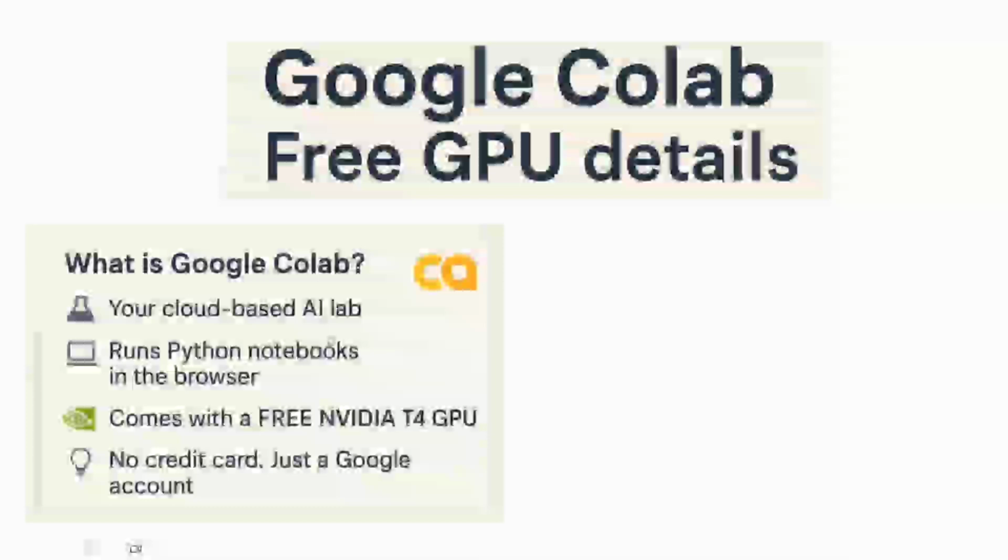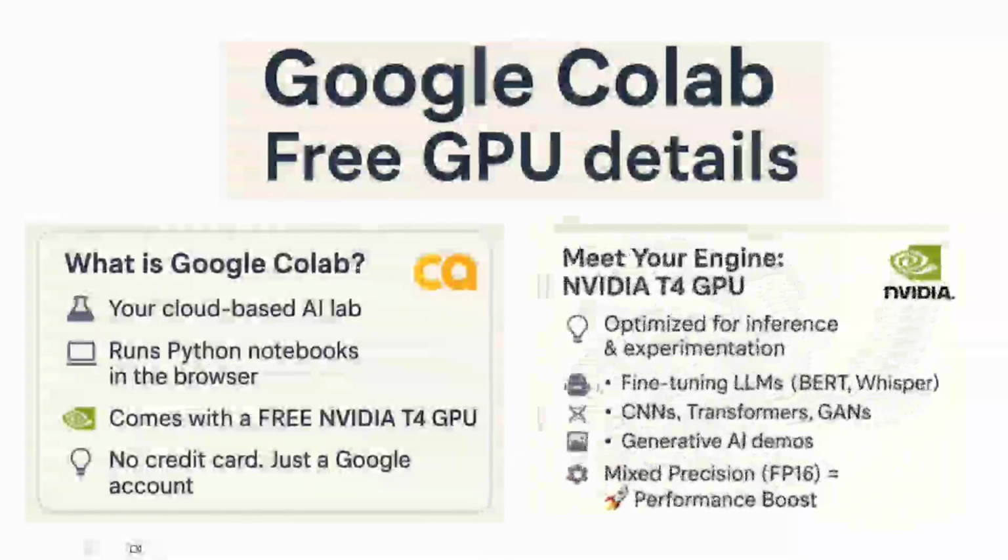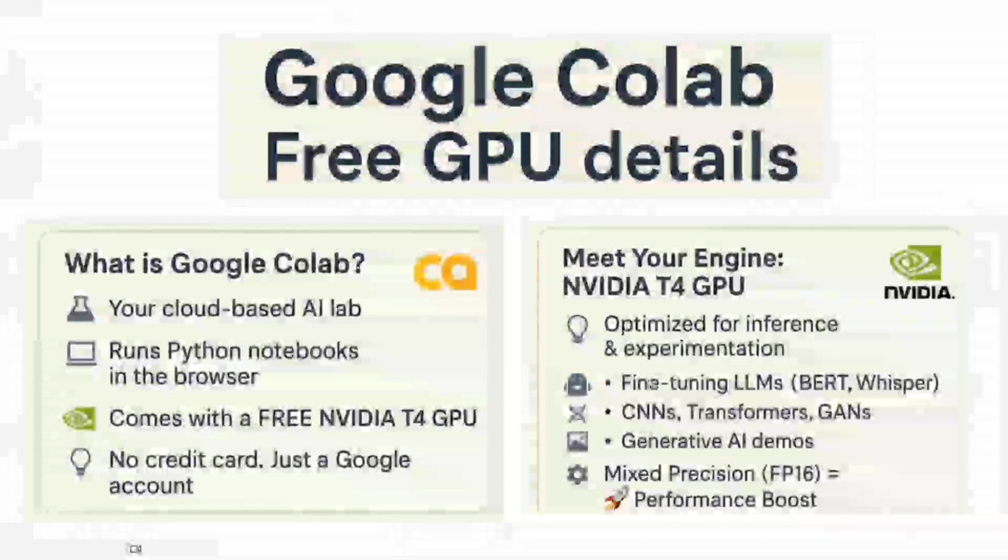So what is Google Colab? We already know it. Yeah, it's a cloud-based AI lab, runs Python notebooks in your browser. So you can run Jupyter notebooks. And no credit cards are required, you just need to log in, and it comes with an NVIDIA T4 GPU for free. So what are the capabilities of the NVIDIA T4 GPU? It is optimized for inference and experimentation.